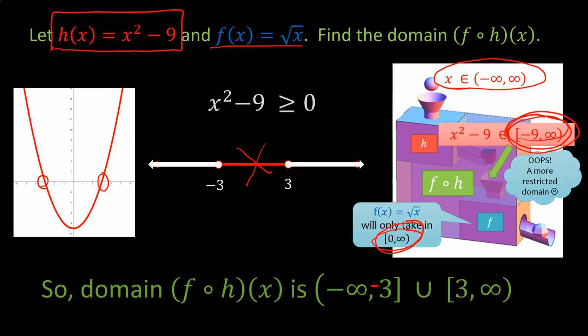Okay, and that is how we find the domain of a composite function. We do need to consider input, output, and the sequential sets.